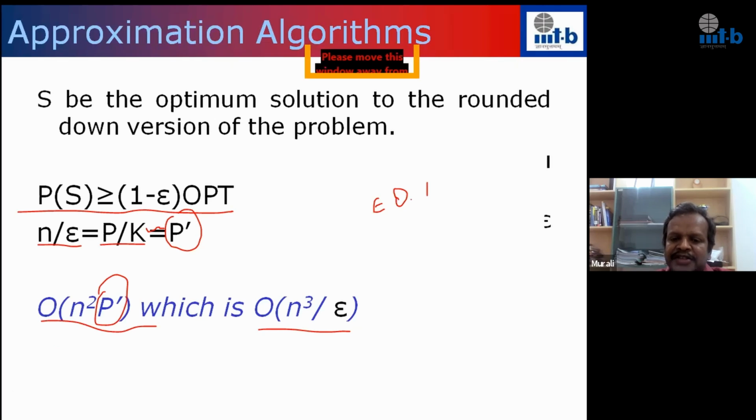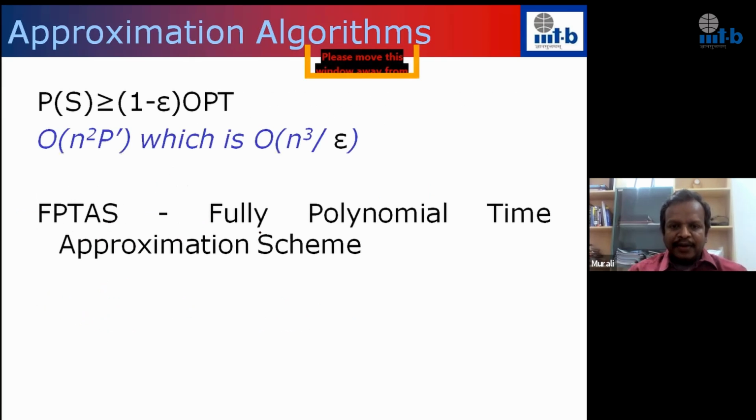Notice that the running time here is not n to the power epsilon, it's a constant times 1 by epsilon. So the running time is polynomial in n and 1 by epsilon, right? This can be read as n cube into 1 by epsilon. If epsilon is the error factor, you are trying to get very close to the optimum. Since the complexity is polynomial in n and 1 by epsilon, this type of algorithm is called a fully polynomial time approximation scheme. In short, it's called FPTAS.